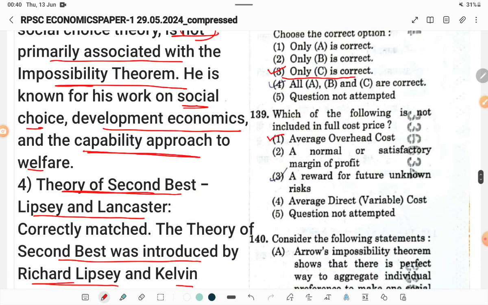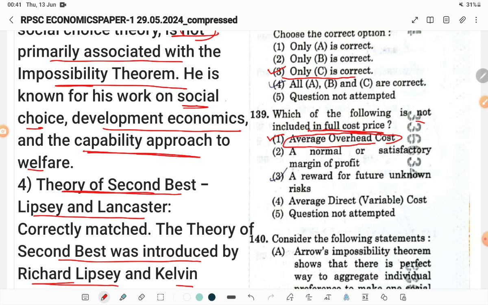Now the next question: which of the following is not included in full cost price? Average overhead cost is not included in full cost price. Average overhead cost includes all indirect costs necessary for production but not directly attributable to specific units of output, such as rent, utilities, administrative salaries, etc.